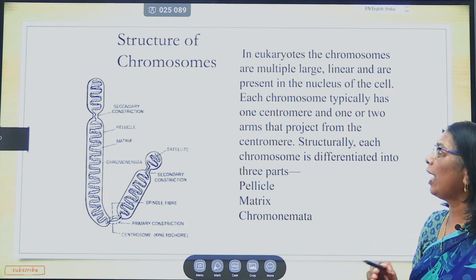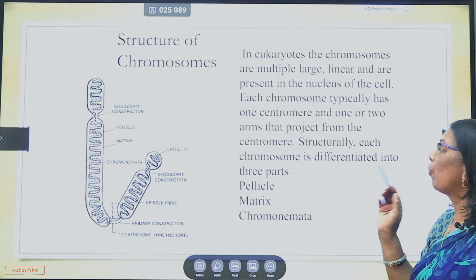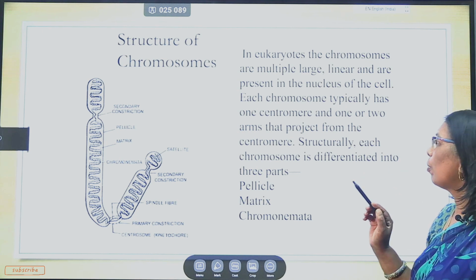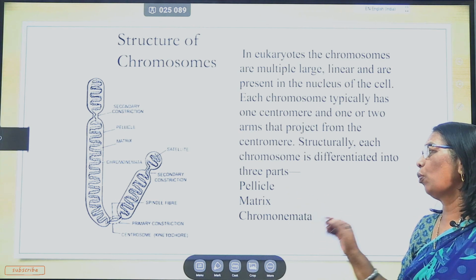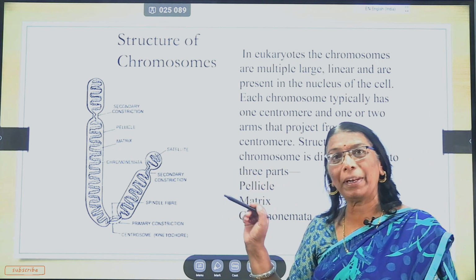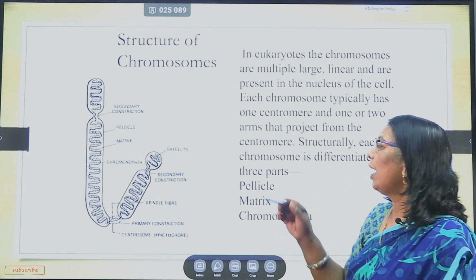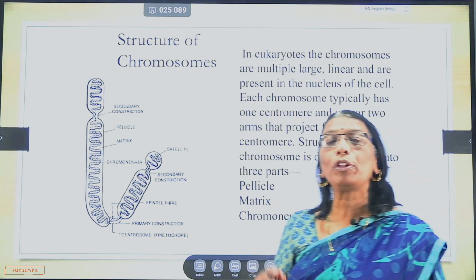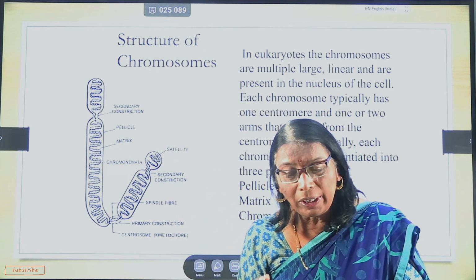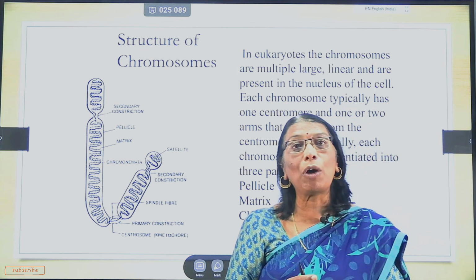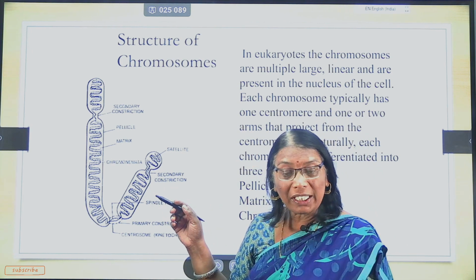Each chromosome typically has one centromere and one or two arms that project from the centromere. Structurally, each chromosome is differentiated into three parts: the outer pellicle, then the matrix, and third the chromonemata. The pellicle is nothing but the outer membrane, made up of non-chromatin material. Inside that, the matrix region is present, and in that matrix the spirally coiled chromonemata is present. In the chromonemata, we observe two thread-like structures. These two threads are identical and tightly bound, spirally coiled, and inside them the microfibrils are present.